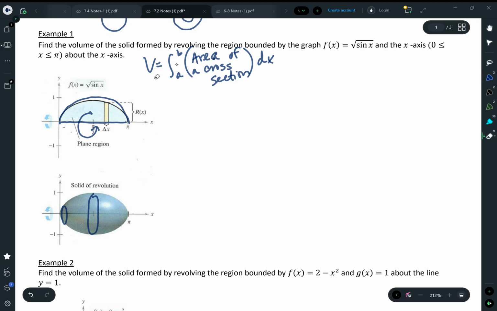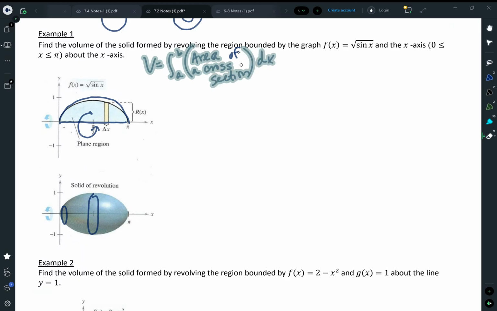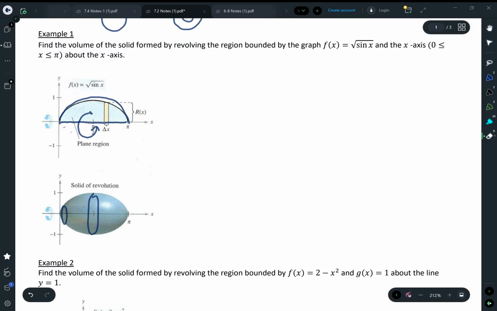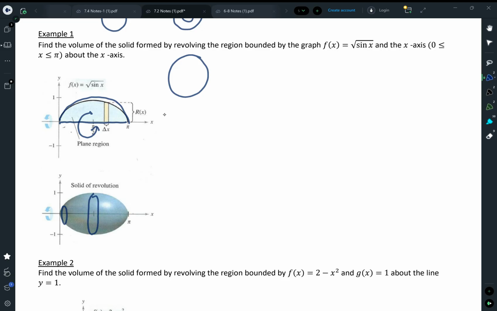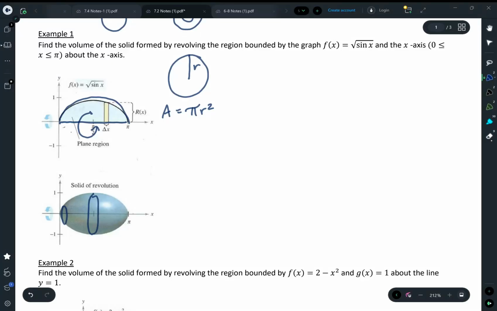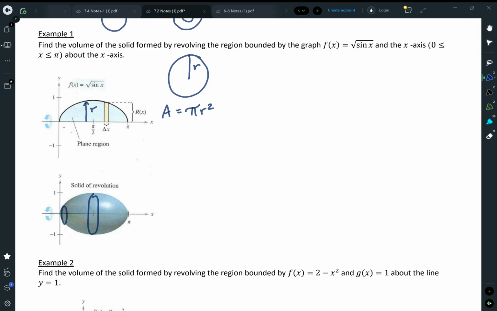All right, so I'm going to go ahead and erase this, get it out of the way, because I'm going to need a lot of space for this problem. So I want to think about my area of a cross section. Well, my cross section in this case is a circle. And the way I find my area of a circle is I do pi r squared. So I've got to think about what is that radius in this shape. Well, the radius is going to be that distance from my x-axis to the top of this curve. That's going to be my radius.